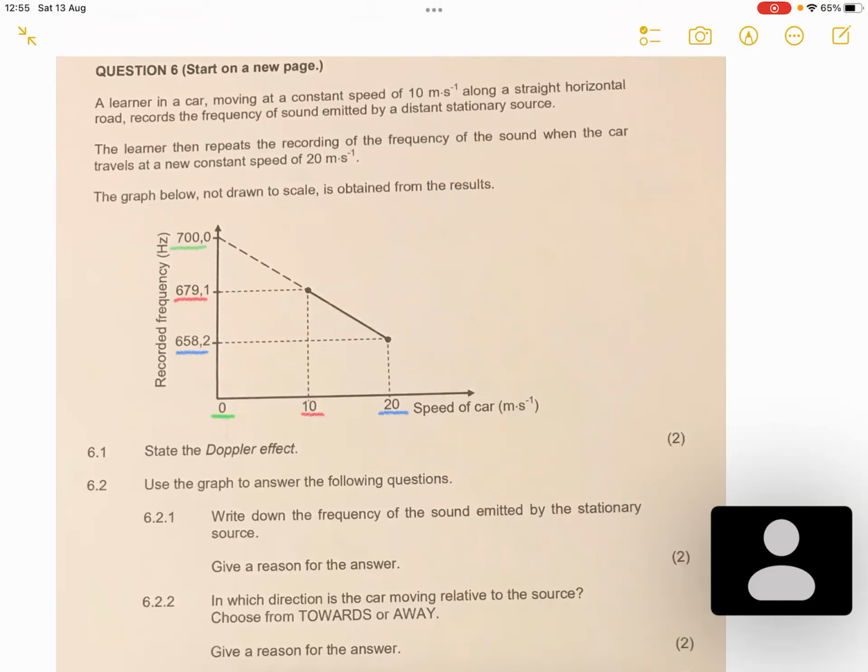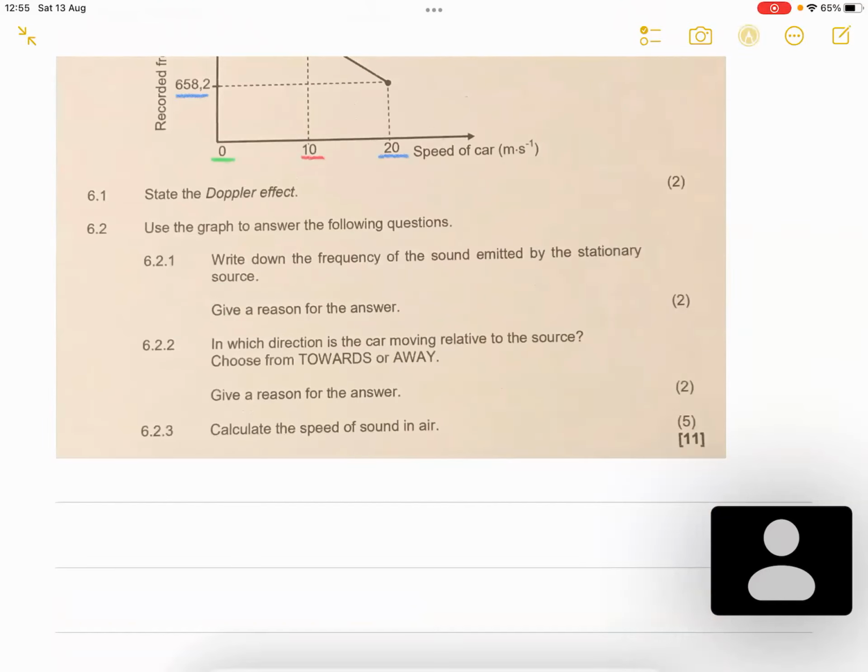So when the speed of the car is 10 meters per second, you can see the frequency is 679.1. And when the speed of the car is 20 meters per second, then the frequency is 658.2. Okay, so the car is moving at a constant speed and the source is stationary somewhere. And these are the recorded frequencies. Okay, so state the Doppler effect for 6.1. We already know what the Doppler effect is. We've said it too many times now.